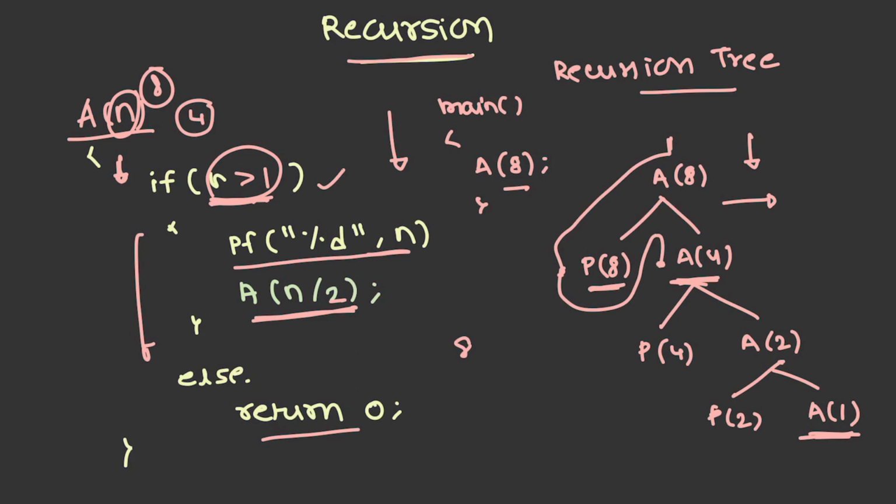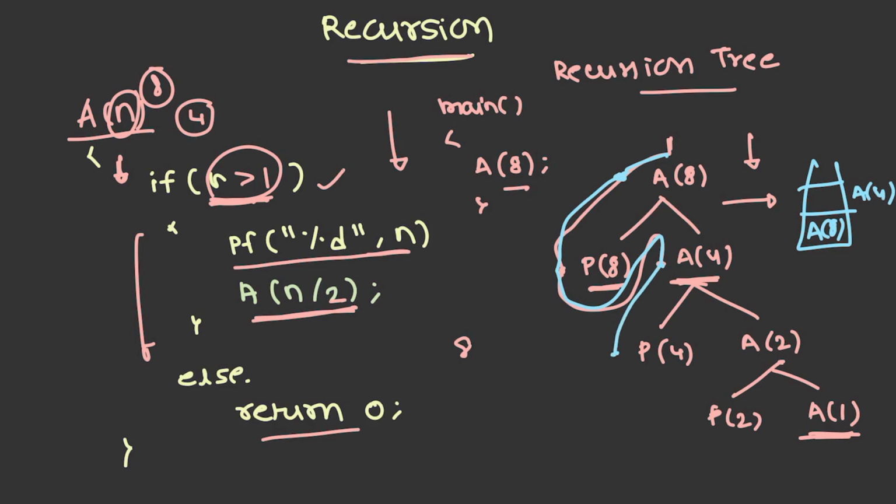This function call has been made. You can even form a stack here. At this point A of 8 has been pushed onto the stack. So A of 8 is present in the stack at this point, and 8 has been printed. Now at this point A of 4 has been pushed.